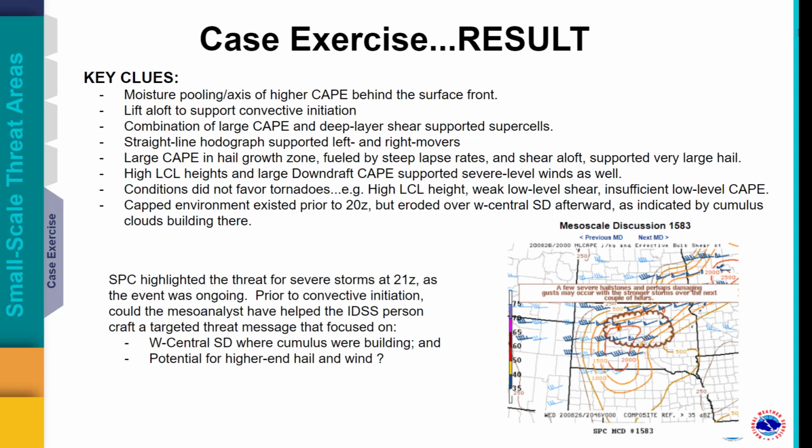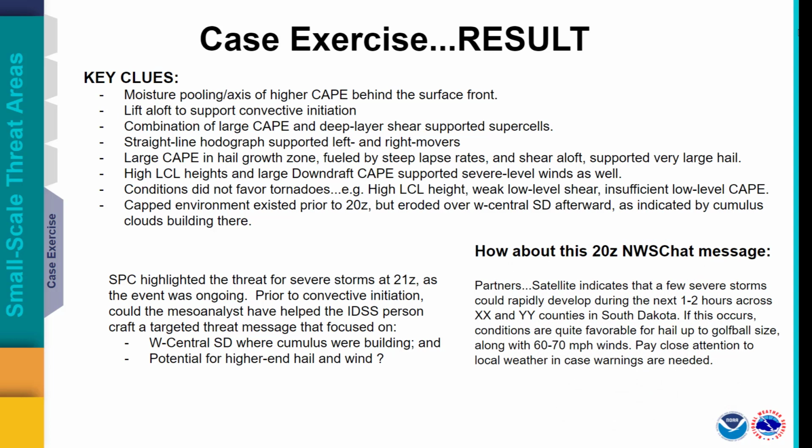SPC issued an MCD at 21Z as the event was ongoing. Prior to convective initiation, could the mesoanalyst have helped the IDSS person craft a targeted threat message that focused on west central South Dakota where cumulus were building, and also the potential that existed for higher-end hail and wind? The IDSS person can then generate targeted threat messaging, either a graphic for social media or a message to partners on NDBS chat like the example shown here, an hour or so before warnings are issued. So this is an example of targeted threat messaging ahead of an anticipated small-scale but potentially higher-end event.